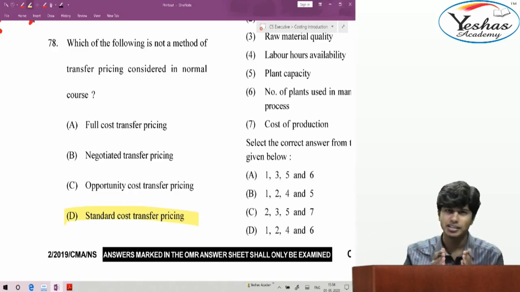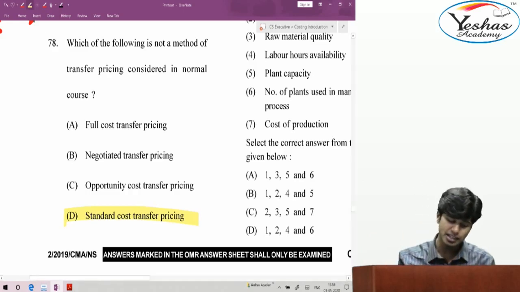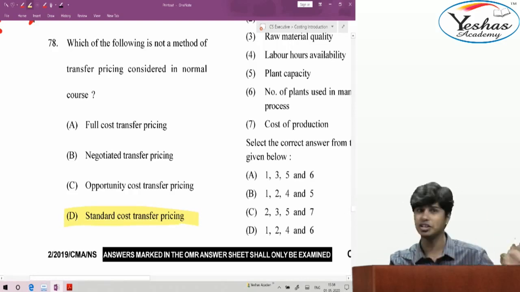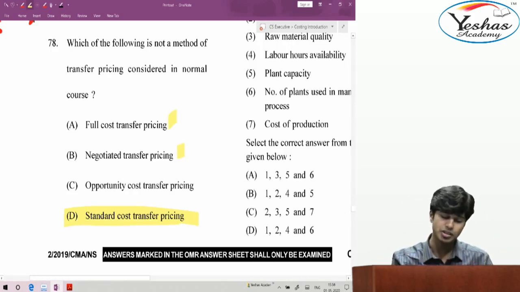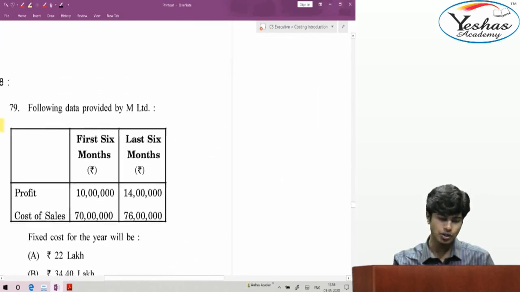The point here is that the transfer pricing referred to is between one department and another, and standard cost transfer pricing is not mentioned anywhere. Whereas full cost transfer pricing, negotiated transfer pricing, and opportunity cost transfer pricing are usually dealt with within the organization for the purpose of determining transfer prices. Yes, let's go to the next one.